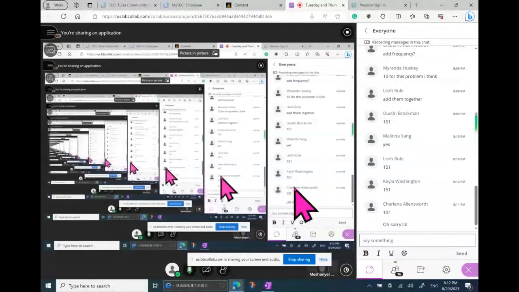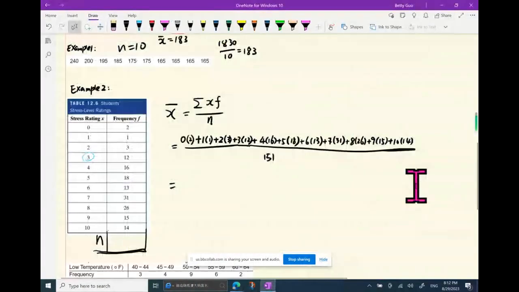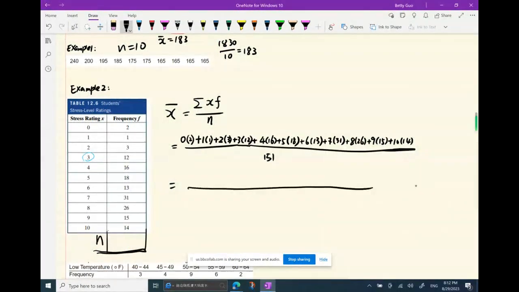Not 10. Okay, let me do it. Let me do the multiplication first. So that is 0, that is 1, that is 6, that is 36, that is 64, that is 90, and that is 72. 13 times 6. Hold on, no. 13 times 6.